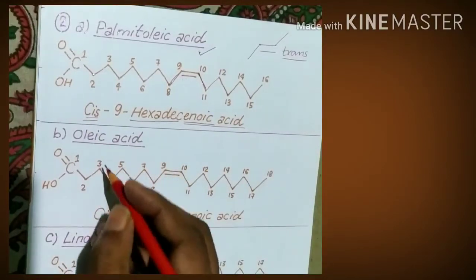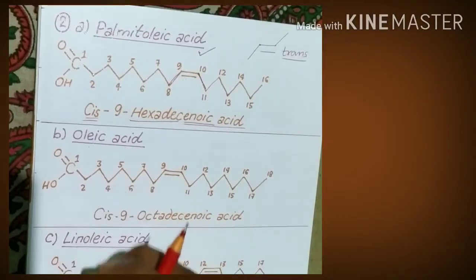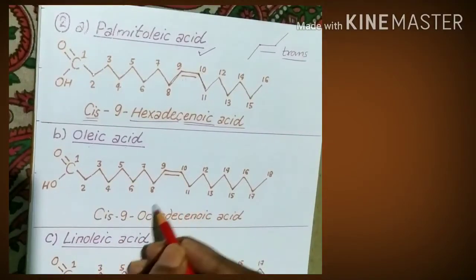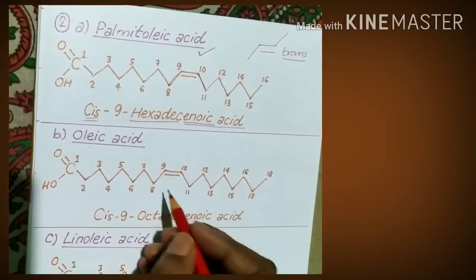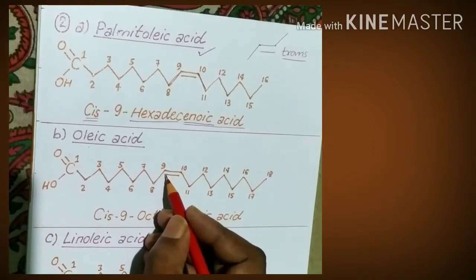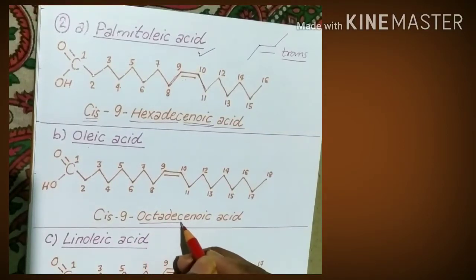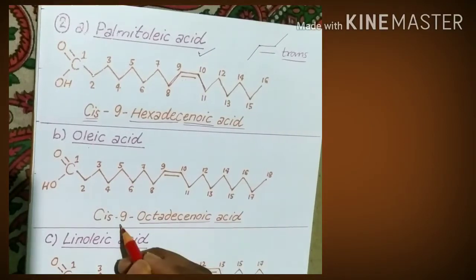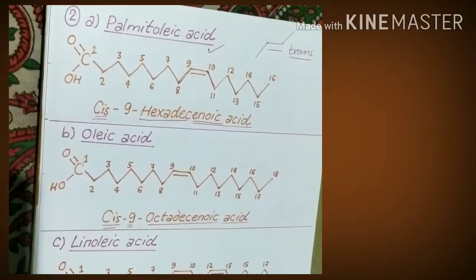Oleic acid. It is also an unsaturated fatty acid, and here the total number of carbon atoms is 18 and the double bond is present at the 9th carbon. So oleic acid is called octadecenoic acid. The position of the double bond is at the 9th carbon, and this is cis isomerism.